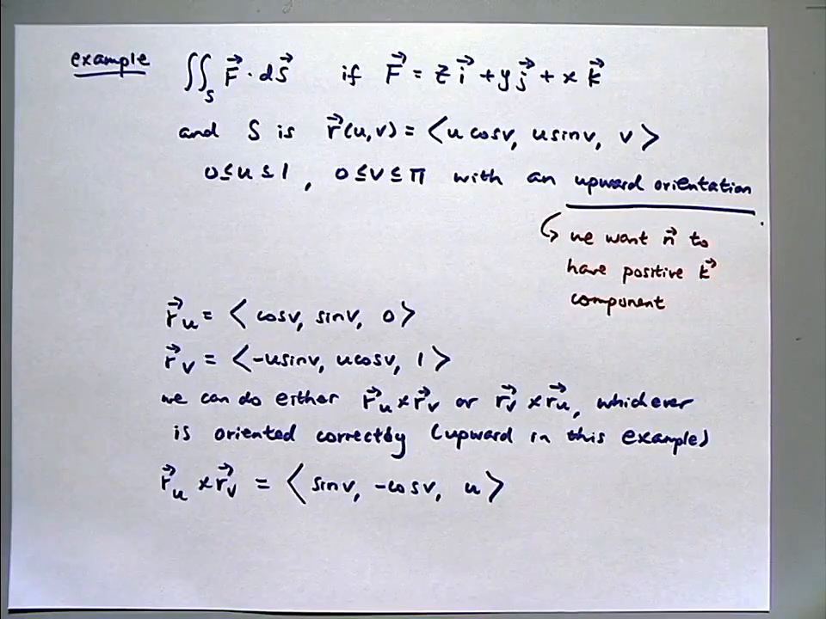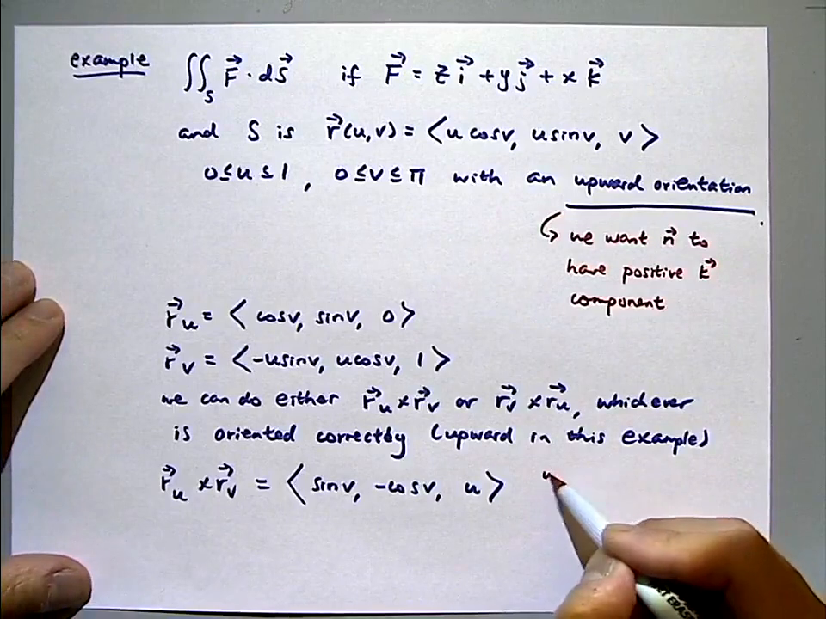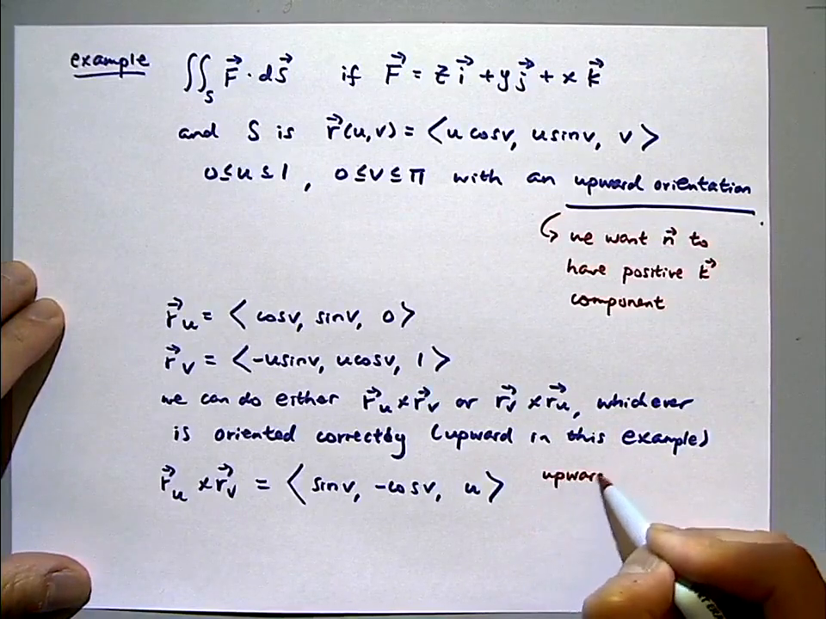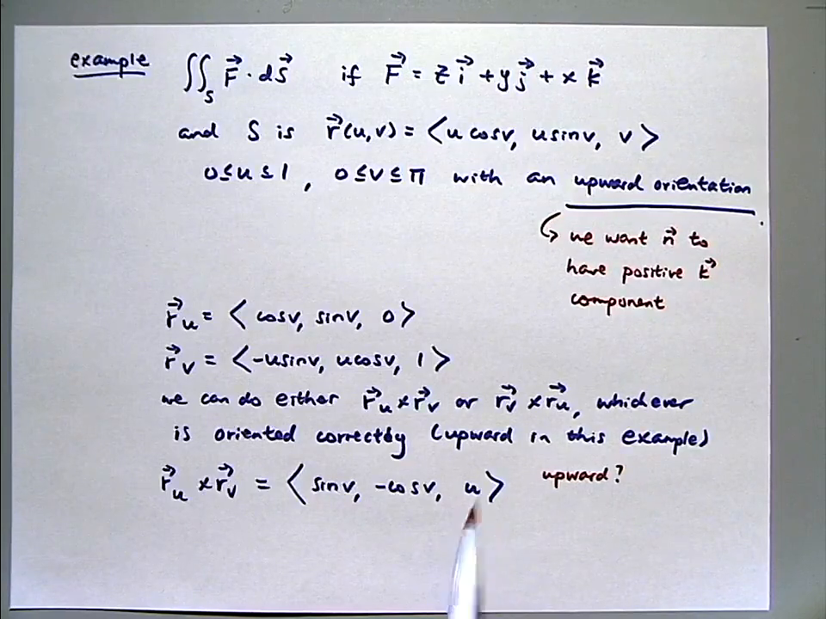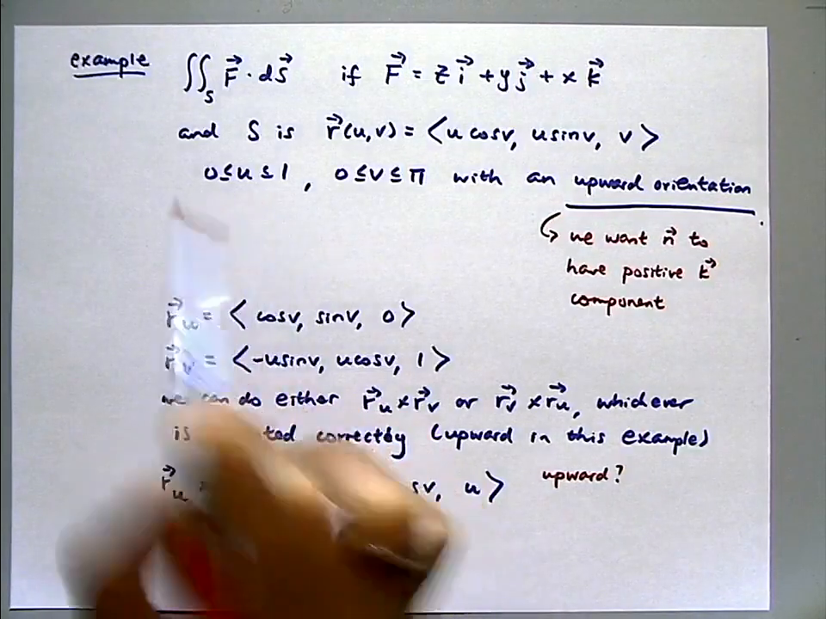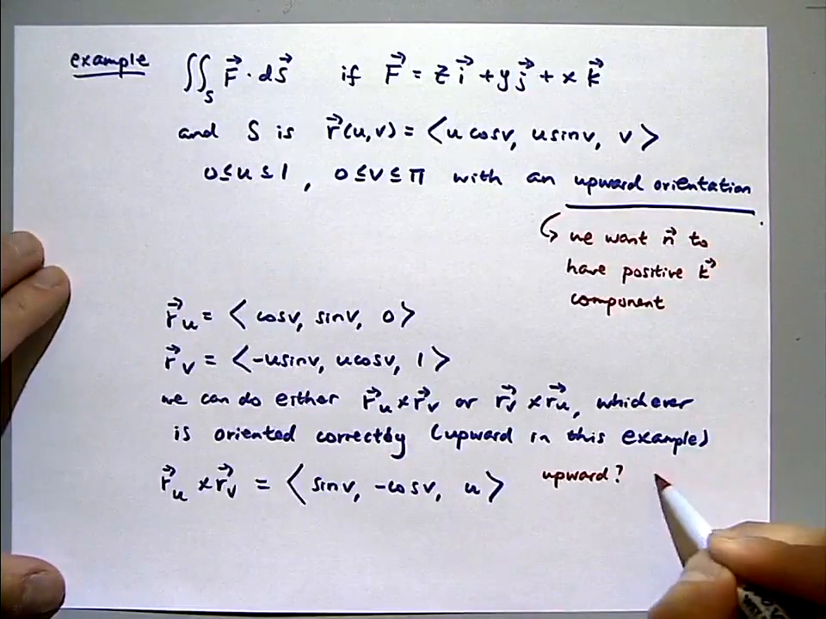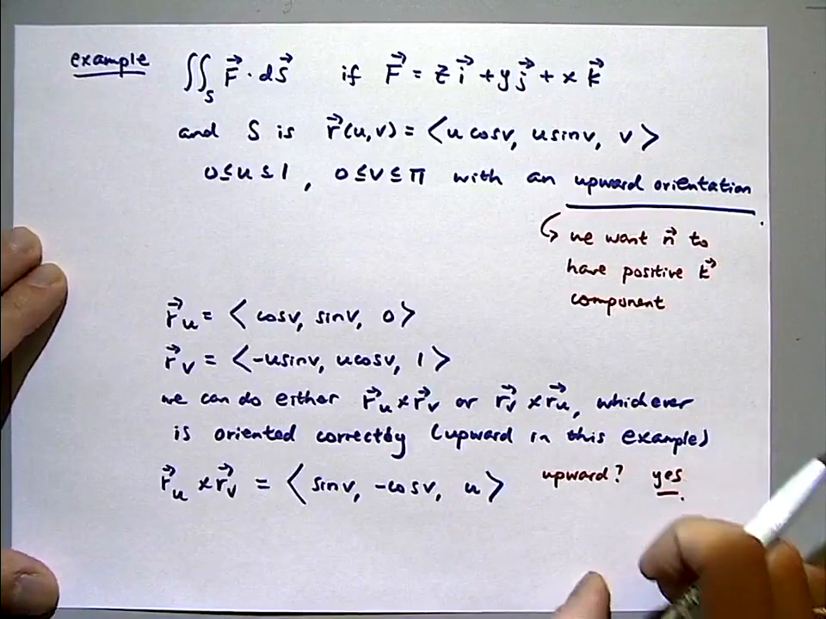Okay? Is that vector pointing upward? Does it have a positive k component? Yeah, right? This is u, and u is between 0 and 1, right? So yes. One second. Yes?